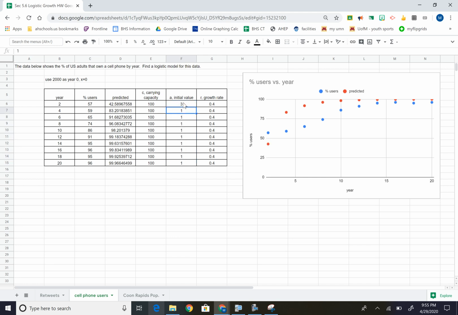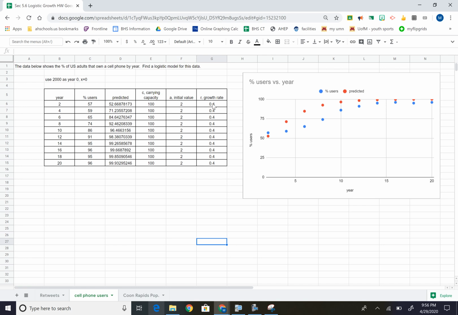All right, let's try 3. All right, looking better, looking better. How about 4? Okay, not bad. Let's go 2. Ooh, 2 looks good. All right, so 2 has our initial red dot pretty close. Why don't we just get too high too fast?